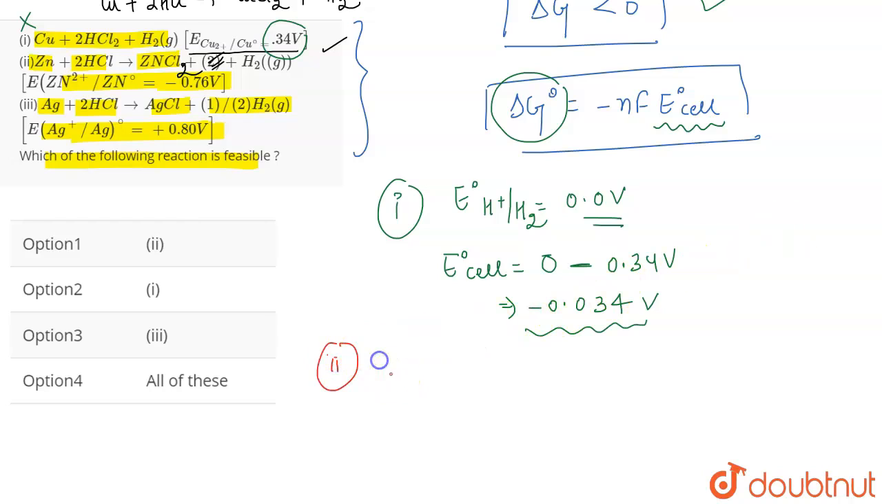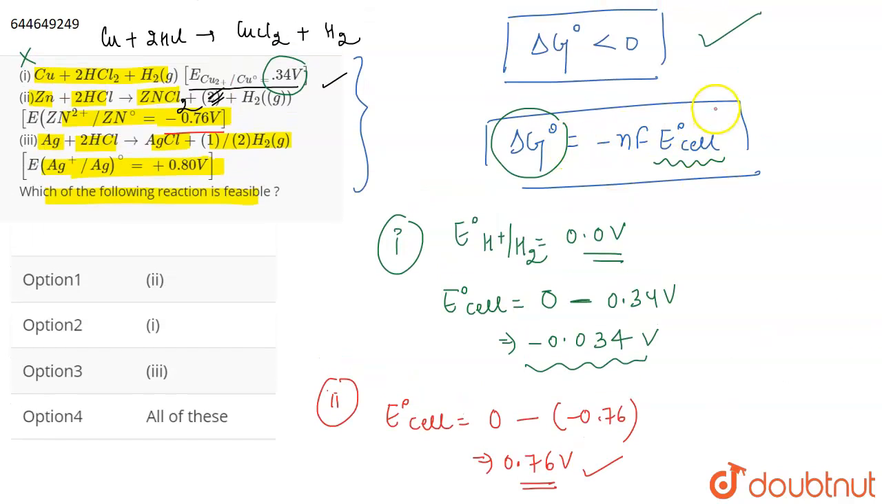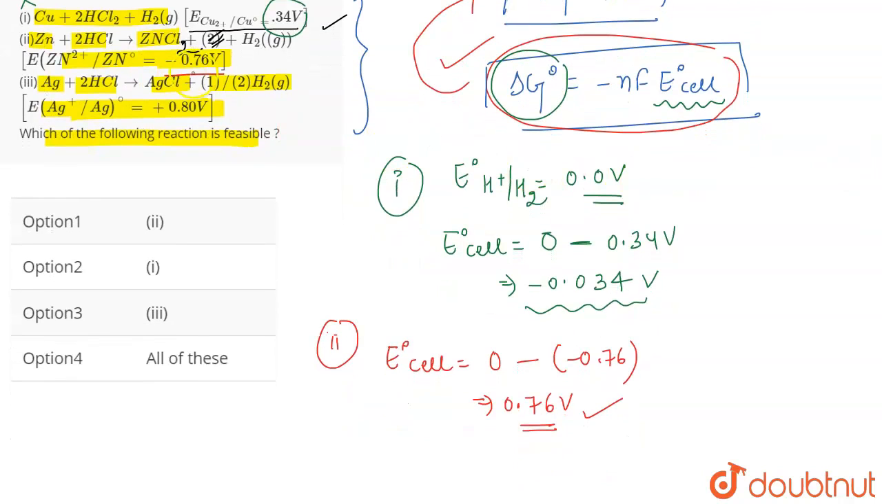Similarly, we can calculate the E0 cell for the second reaction. For hydrogen it is 0, so 0 minus, and for zinc it is given as minus 0.76 volts, so this will be minus of minus 0.76. The E0 cell comes out to be 0.76 volts, which is positive. When you put it in the delta G0 expression, the answer comes out negative, meaning delta G0 is less than 0, so the reaction is going to be feasible. The second reaction is feasible, but the first reaction is not.